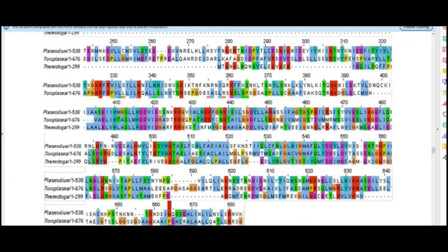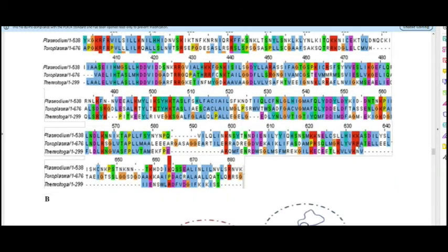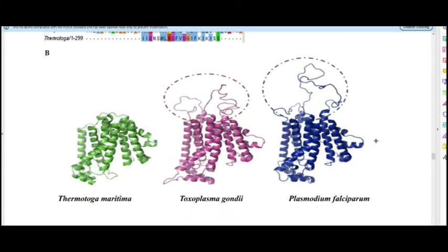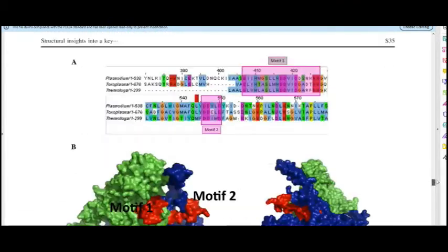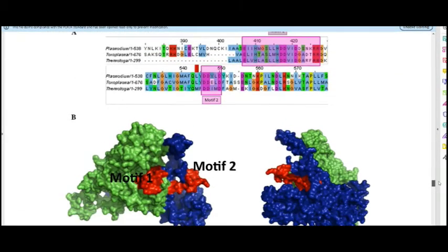So you can see that things like this arginine here, the arginine and lysine up here are quite conserved in these three different species. And these are the structural predictions from the three different species. And you can see in the Toxoplasma gondii and the Plasmodium falciparum, they're predicting these loops up here, these unstructured regions in their protein, and so these are motifs that they've found in it.